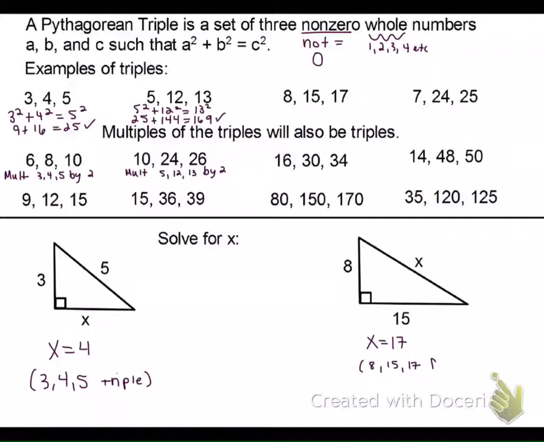Oh, I should say triple. I just put triple. It's not even a word. All right, questions there?